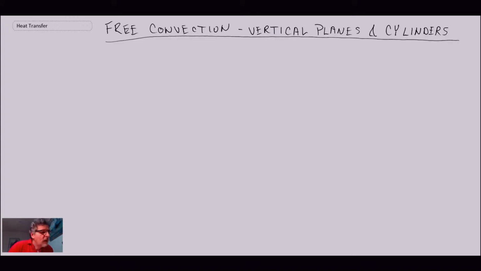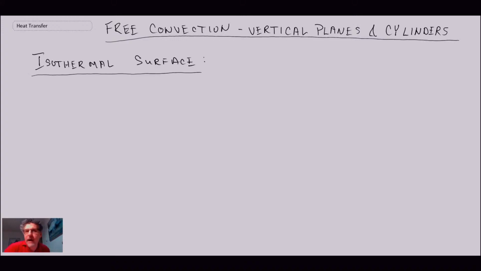In this lecture, what we'll be doing is taking a look at some of the correlations that exist for various shapes dealing with natural or free convection. So what we'll do, we'll begin by looking at the case of an isothermal surface. So that would be either a plate or a vertical cylinder that is at a fixed temperature.